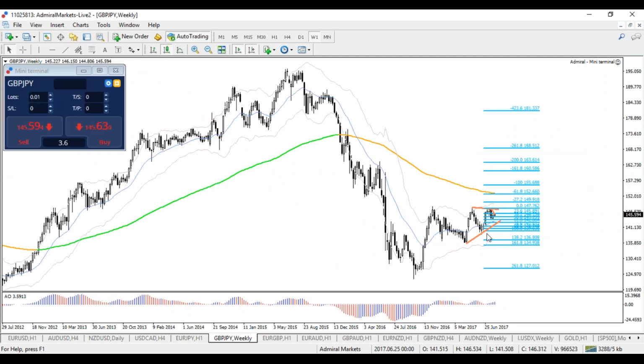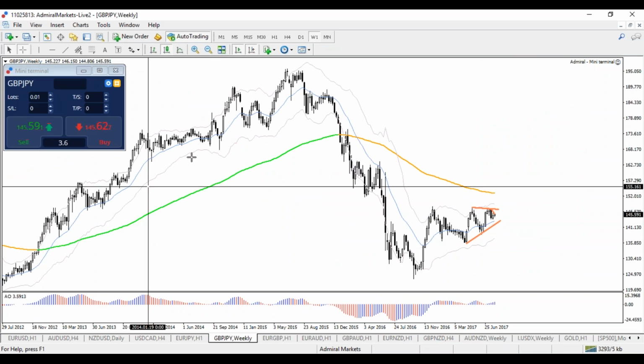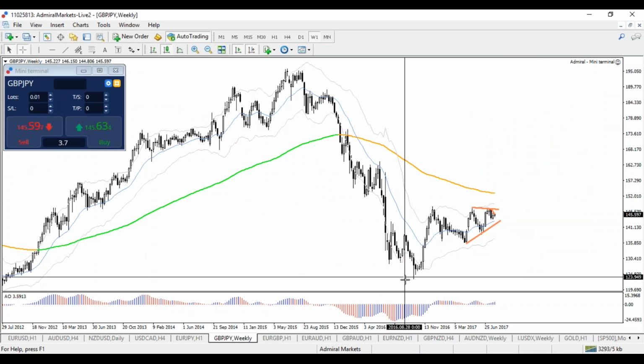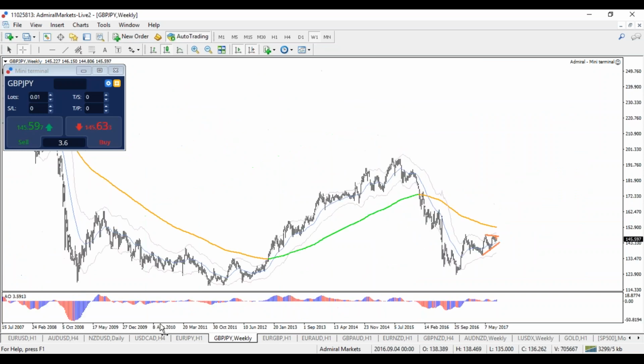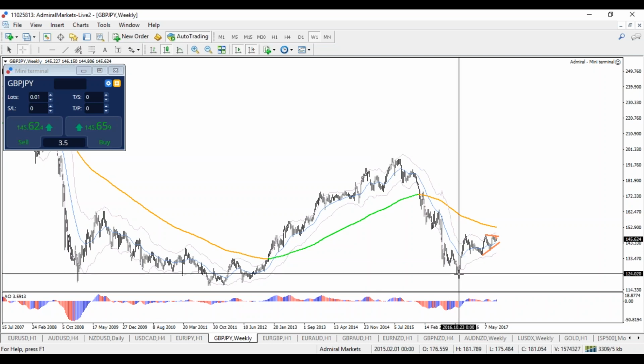Let me get rid of this fib. The pound yen was very dramatic. Big rise, of course, a few years ago. Big fall, erasing all those gains. Amazing, right? I mean, here it was down all the way at 116, rose to almost 200, then fell way back to 122.